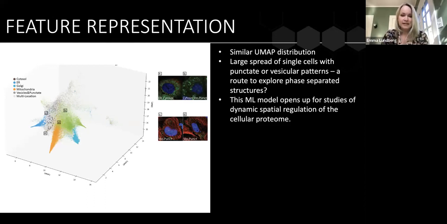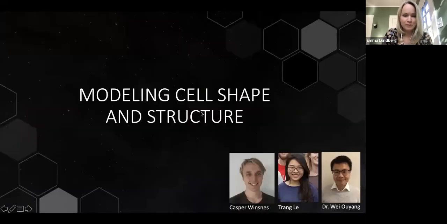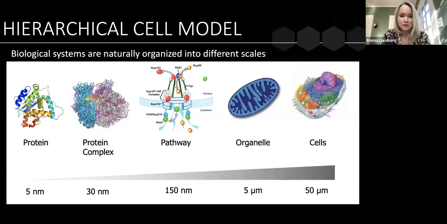And we're also quite excited to use this machine learning model to study the dynamic spatial regulation of the cellular proteome and really identify proteins that move to different compartments of the cells, maybe in relation to cell shape as well. But this is very much work in progress. So final couple of minutes here before I'll end. It's about our work to try to model cell shape and structure.